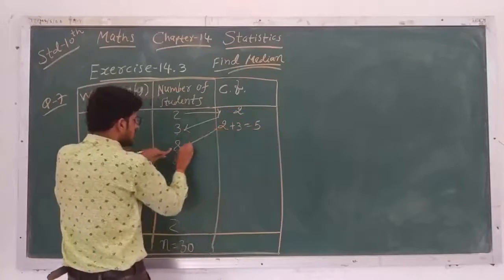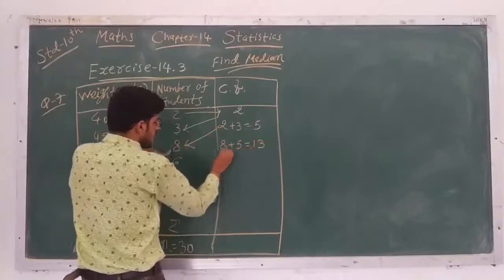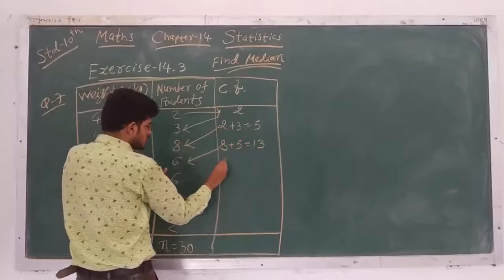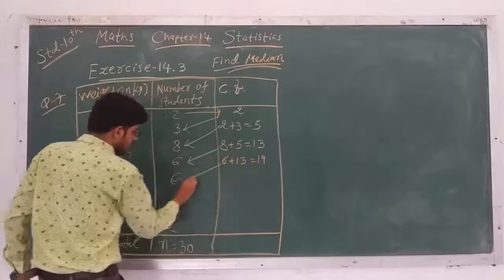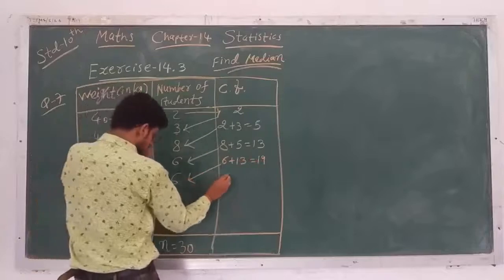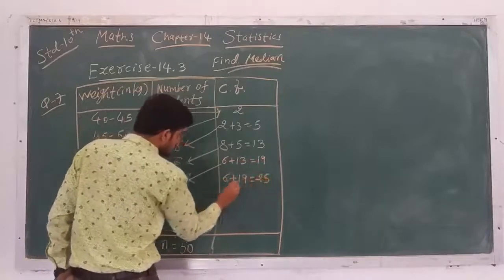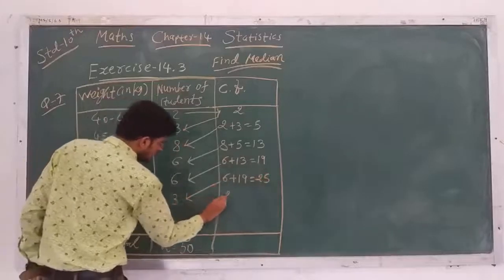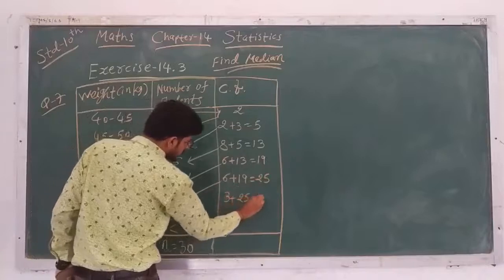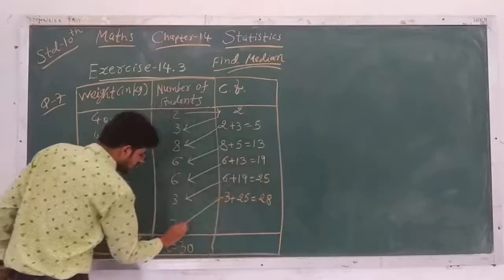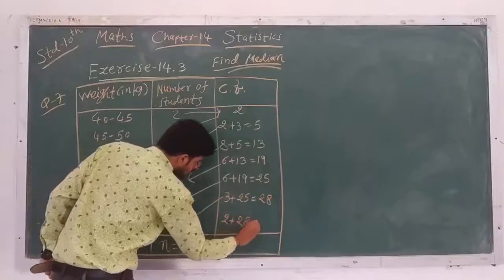Same thing, we have to add the next frequency. So 8 plus 5, 13. Again we add the next frequency. So 6 plus 13, 19. Again we add the next frequency. So 6 plus 19, 25. Again we add the next frequency. So 3 plus 25 is equal to 28. And next we add the next frequency. So 2 plus 28 is equal to 30.